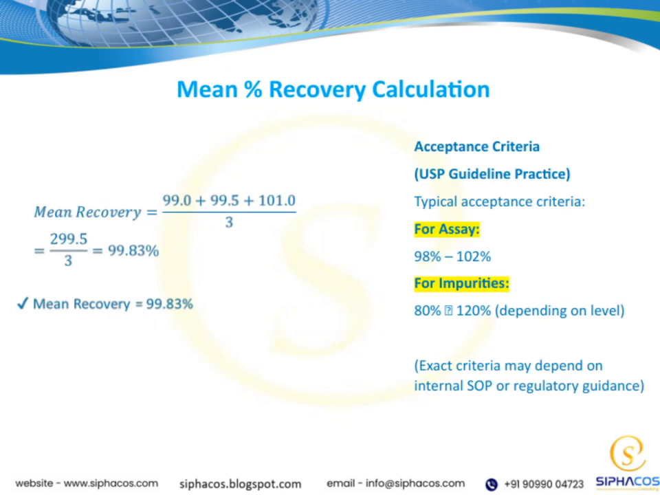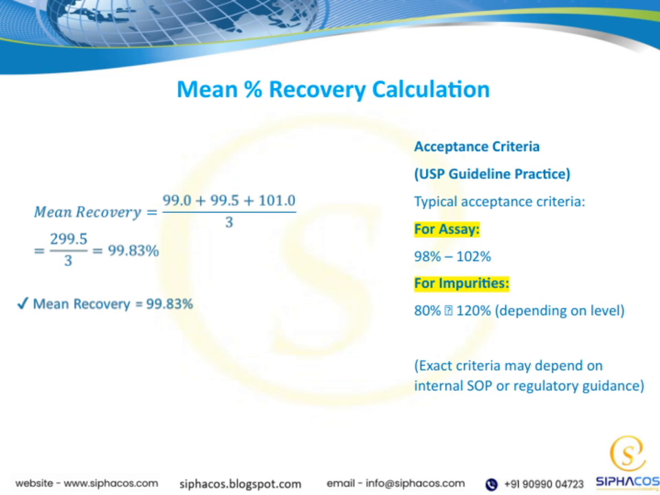Let's talk about acceptance criteria, which are essential for ensuring quality in our USP guideline practice. Typically, for assay results, we look for acceptance ranges between 98% and 102%. This means that when we're measuring the potency of a compound, we want it to be very close to 100%, allowing a small margin of error.